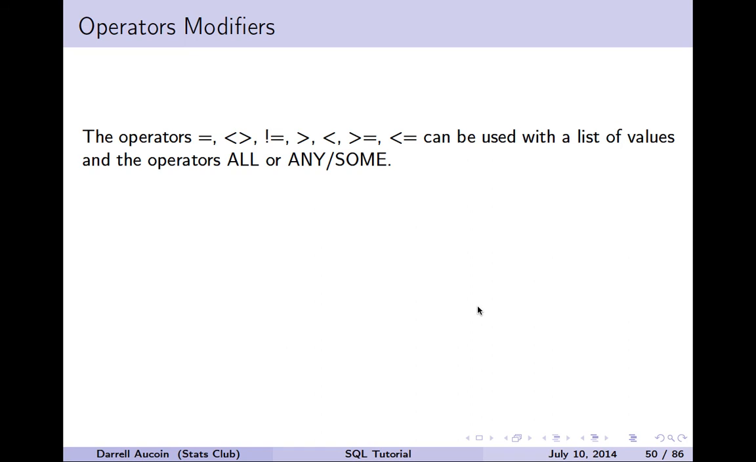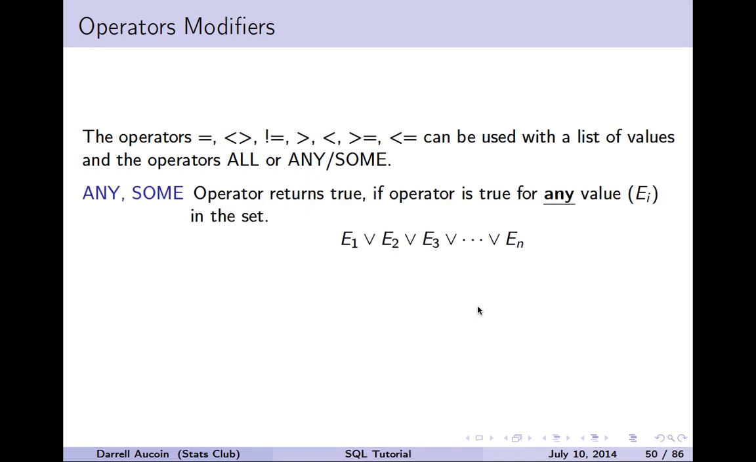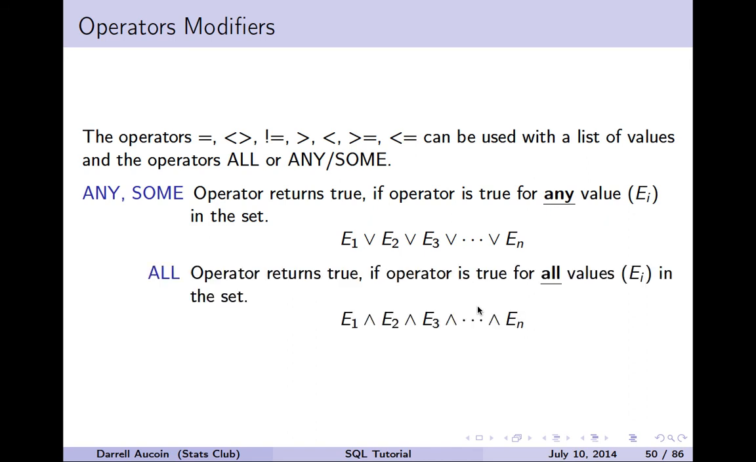Any of the equals to, not equal to, all those could also be used with the operators any or some or all. This basically says that that operation has to be true for all of these operations, or true for any one of those operations. Any basically says that operation has to return true for at least one of the values, or if you do all, it has to be true for everything.